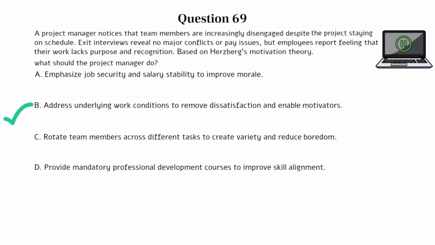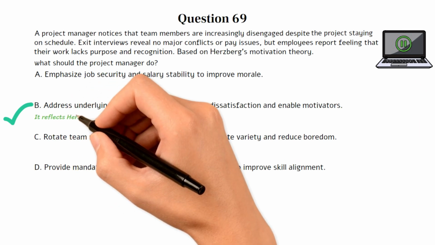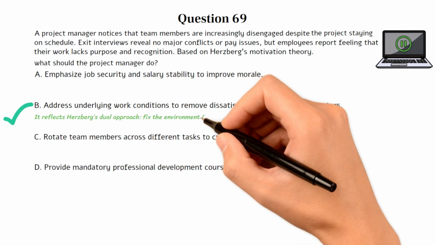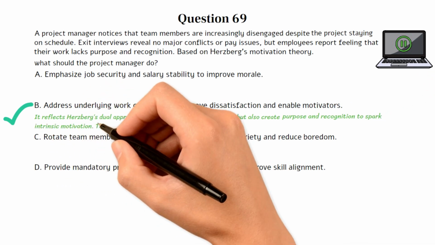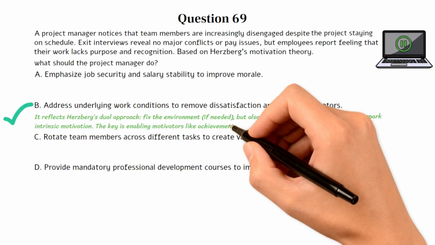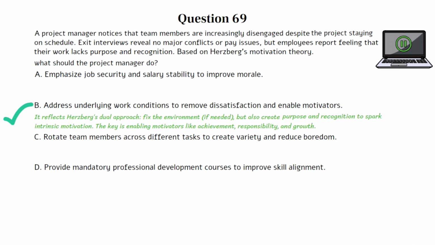This question tests your knowledge of Herzberg's two-factor theory, which separates factors that eliminate dissatisfaction, hygiene factors, from those that truly motivate, motivators. Just removing problems doesn't increase satisfaction. You need to add elements that create meaning, recognition, and growth. Choice B is the best option because it reflects Herzberg's dual approach. Fix the environment if needed, but also create purpose and recognition to spark intrinsic motivation. The key is enabling motivators like achievement, responsibility, and growth.